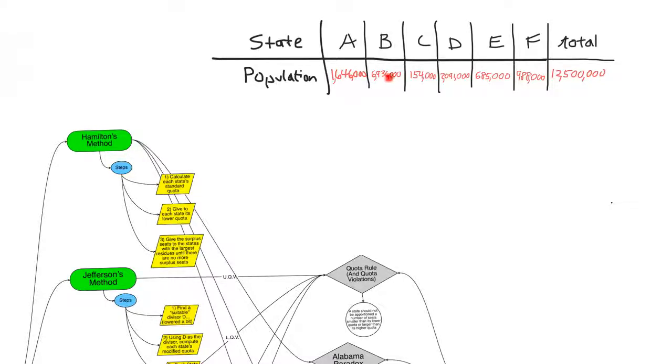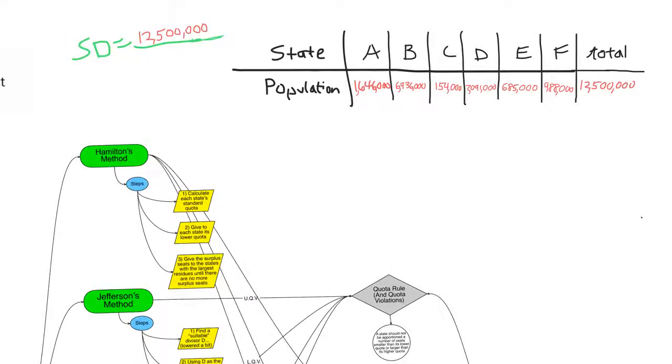Now we have the state populations here, but the question is, okay, well, what's the standard divisor? Let's figure that out, right? Now the standard divisor, as you may recall, is the total population over the amount of seats in Congress that you have. So in this case, the total population is clearly 12,500,000. Right, so we're going to write that right now. So that is the total population of the country.